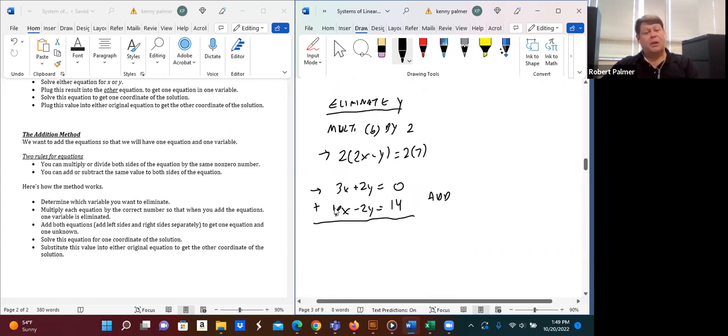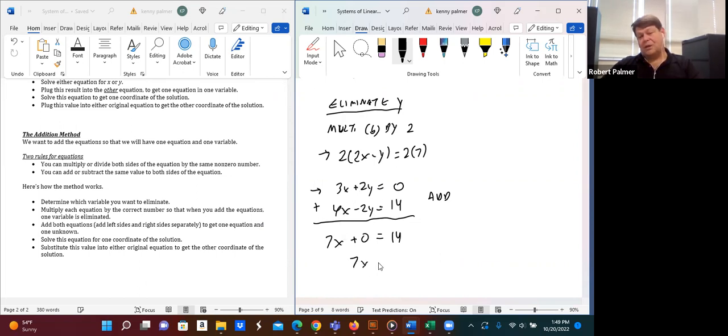If I do that, 3x plus 4x is 7x. Negative 2y minus 2y is plus 0. There's no more y's. And then finally, 0 plus 14 is 14. Now look what we accomplished here. Remember, the problem was having to solve two equations with two variables. Like in the substitution method, we found a way to get down to one equation with one variable. Also, here we're doing the same thing. By adding these equations like this, we now have one equation with one variable.